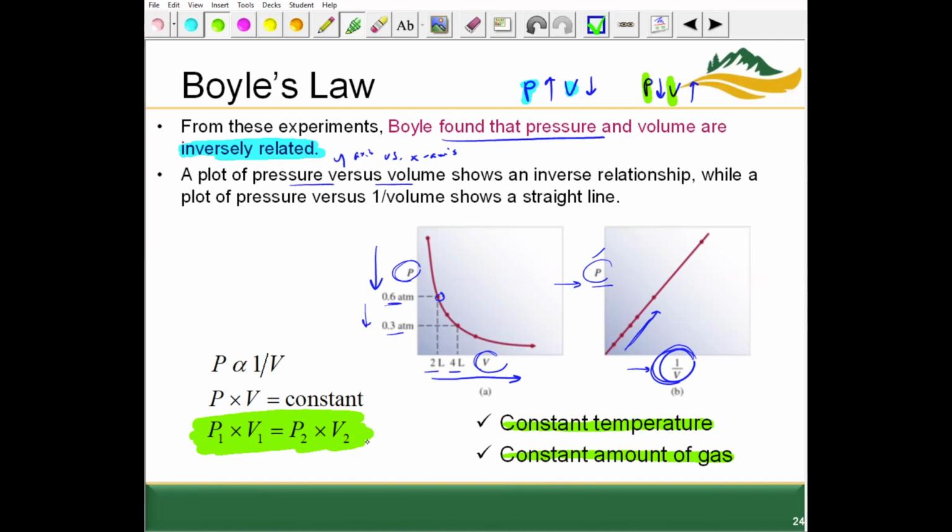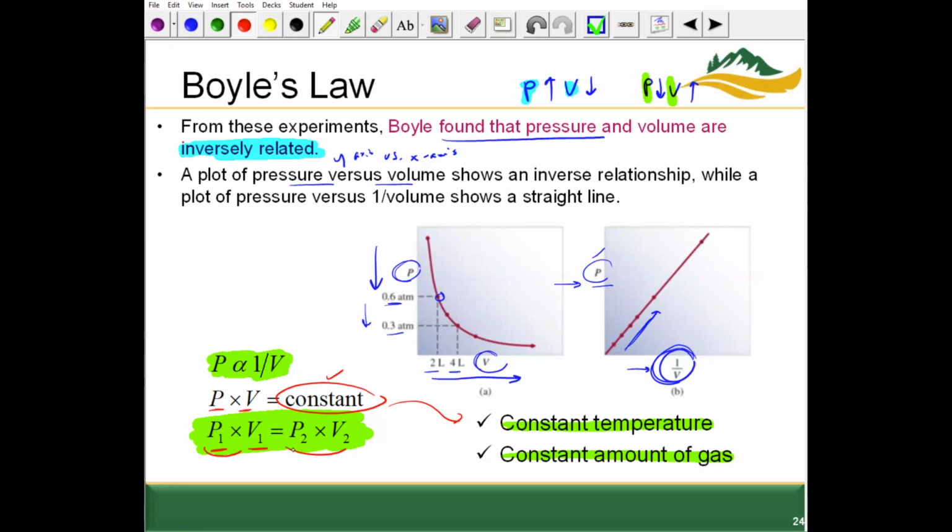Another useful way to visualize this: pressure is inversely proportional to volume. That alpha-looking symbol there is a proportionality symbol. Pressure is proportional to 1 over volume. Also, based on these, pressure times volume will equal a constant value. If we change the pressure or the volume from an initial to a final set of conditions, still this pressure times this volume equals a constant.